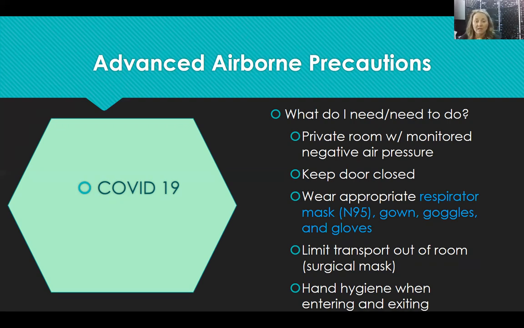So for advanced airborne, or this is what the CDC is suggesting for COVID clients, it needs to be a private room with negative air pressure. The door needs to be kept closed. Appropriate PPE is going to be a fit tested respirator, fit tested N95 mask, or other advanced respirator, gown, goggles, gloves, full garb. These patients will also need to wear a surgical mask if they're outside of the room, but transport is limited as much as possible. Hand hygiene when entering and exiting.